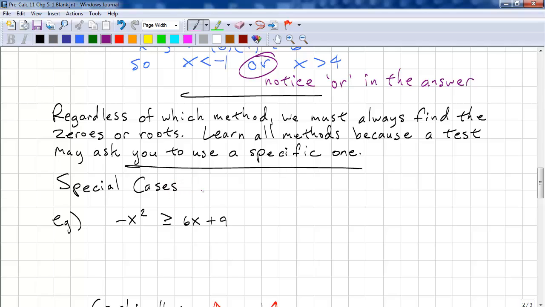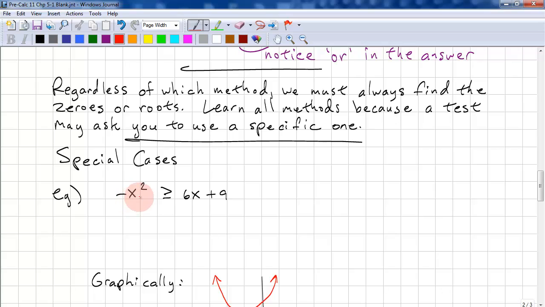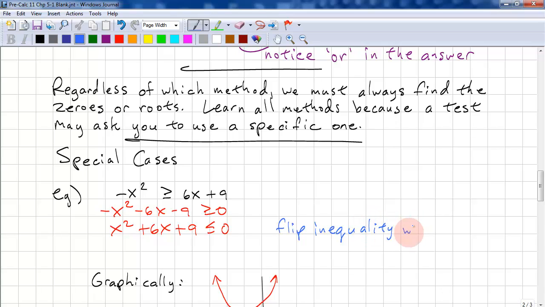Let's look at special cases. Minus x squared is greater than or equal to 6x plus 9. Let's move everything over to the left-hand side. Minus x squared minus 6x minus 9 is greater than or equal to 0. Divide everything by -1, so it becomes positive. We flip the inequality when multiplying or dividing by a negative. And now we factor.